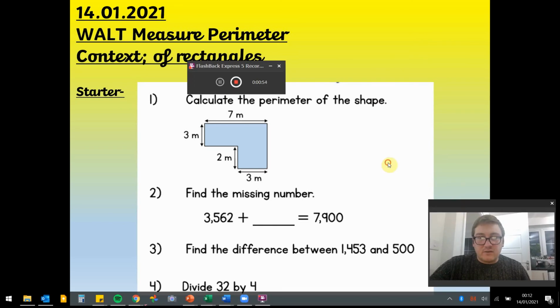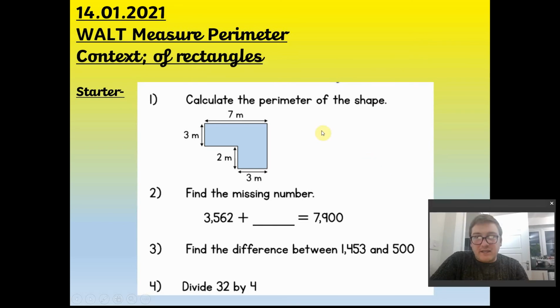So our questions on our starter are: 1, calculate the perimeter of the shape. Number 2, find the missing number: 3,562 plus something equals 7,900. Number 3, find the difference between 1,453 and 500. And finally, divide 32 by 4.